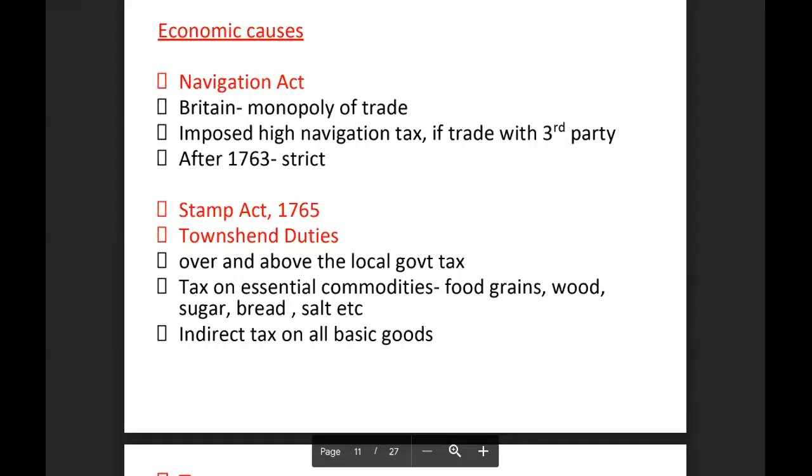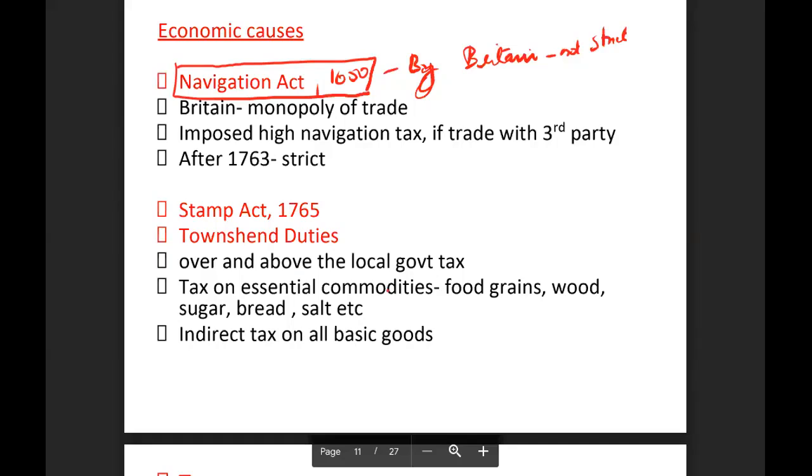First one is the Navigation Act. So what is the Navigation Act? This act was passed in the year 1650 by the British, and they said that America has to follow the Navigation Act. But they were not strict till 1763. After 1763, they started taking strict measures. This is one of the economic causes.